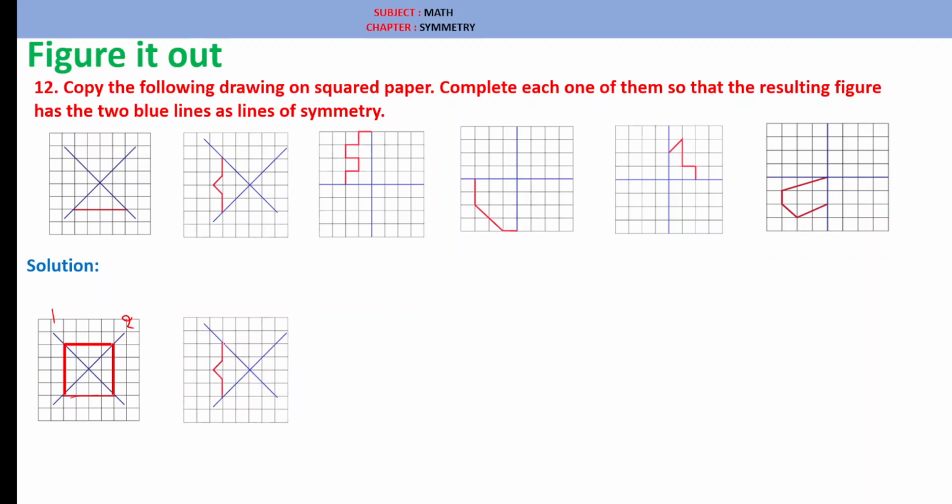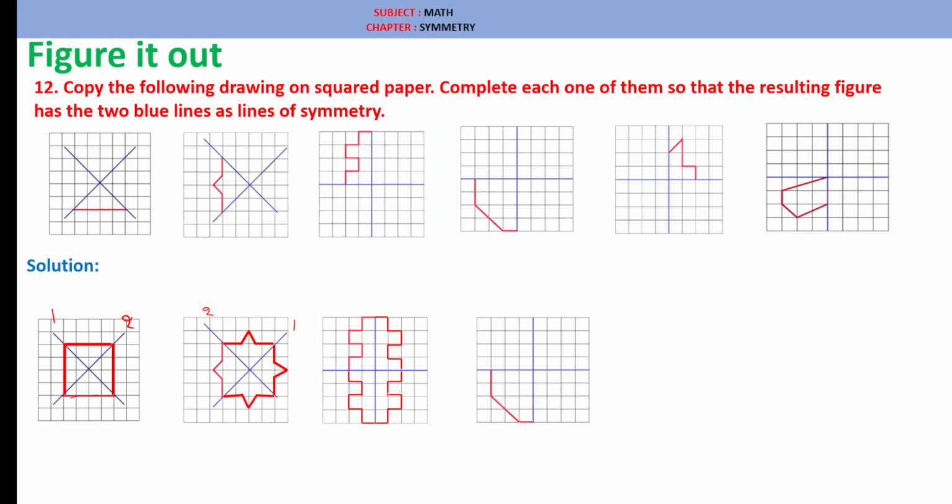Similarly for this one, just use the same way. Now if you fold it, first one diagonal way, second diagonal way, this figure is going to be symmetrical. For the third figure, one line is horizontal, one line is vertical. So you extend it on the left side, then do the mirror image of that on this side. You are going to get it.